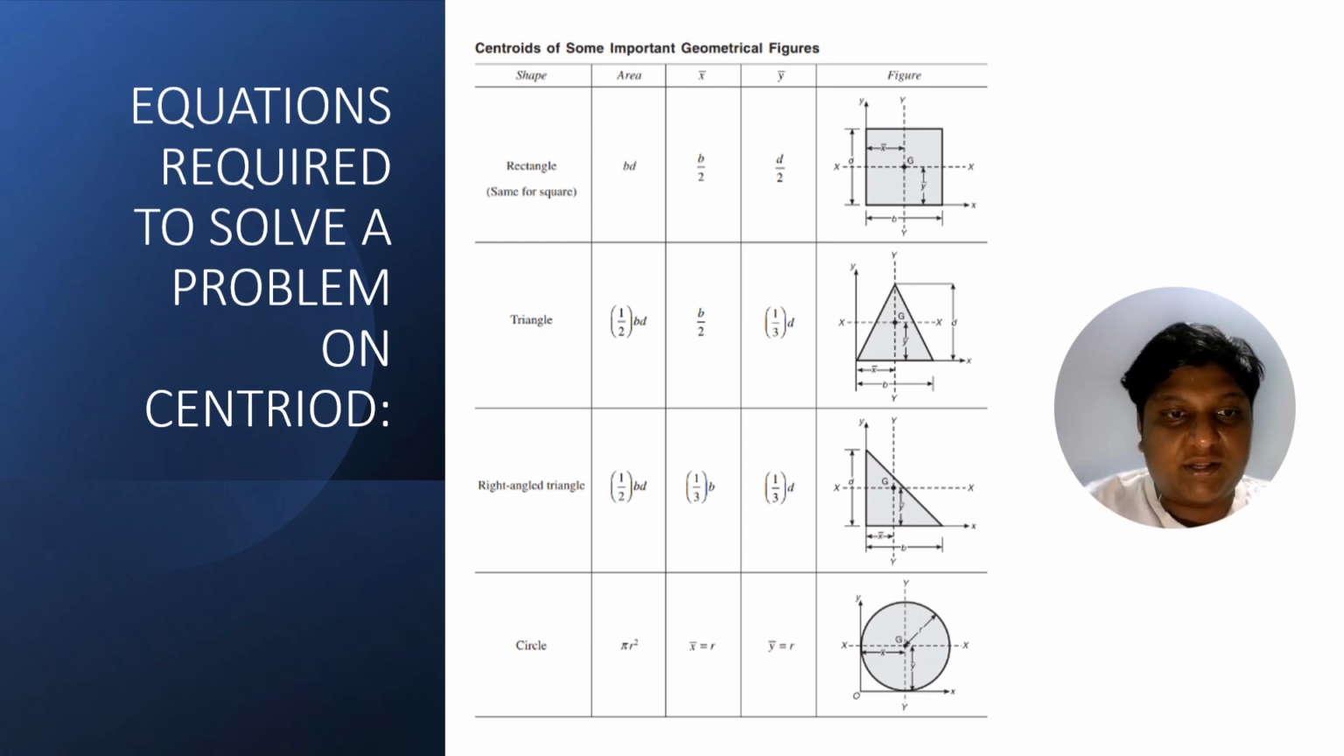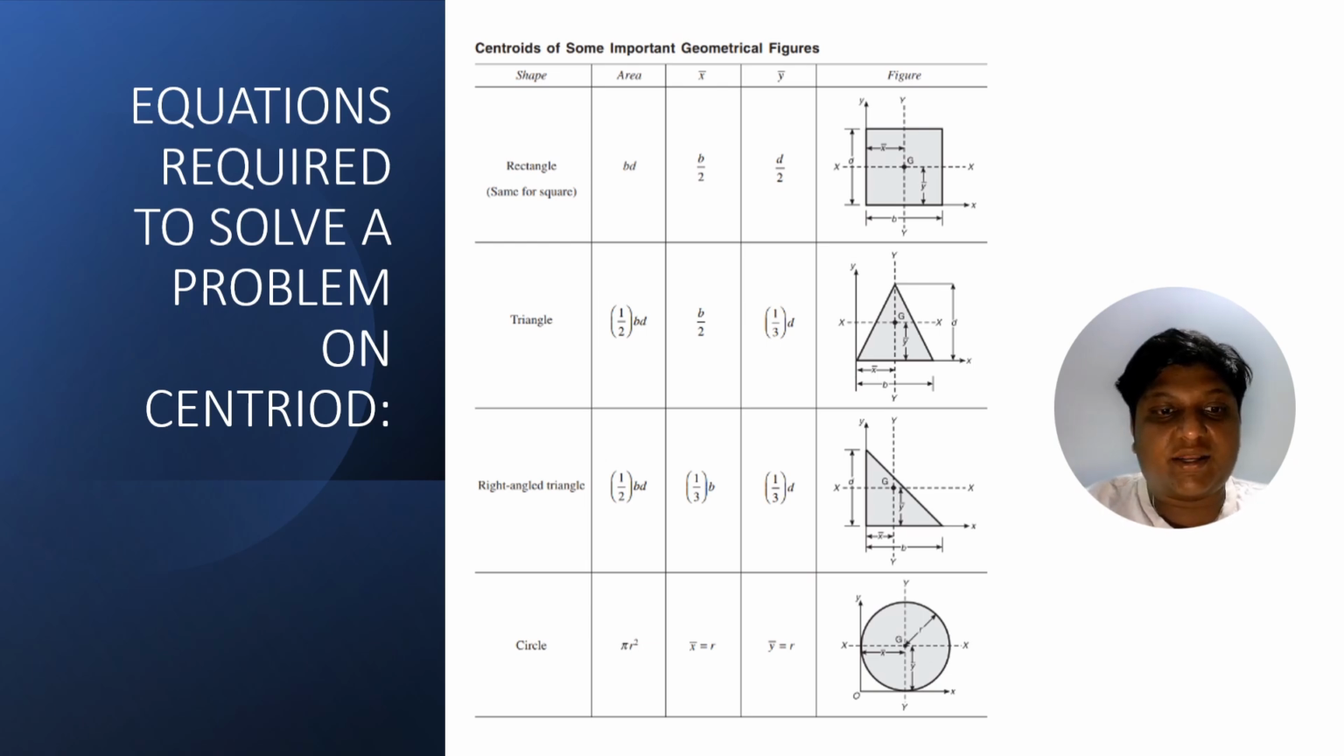Then after triangle we are going to see the right angle triangle. For a right angle triangle, first we find the area. The formula is the same as the triangle, which is half into b into d. Then finding the x bar, which is the centroidal distance from the x axis, its formula is 1 by 3 into b. Then finding the y bar, which is the centroidal distance from the y axis, it is 1 by 3 into d, which is the same as the x bar. So these were the equations to find the centroid of right angle triangles.